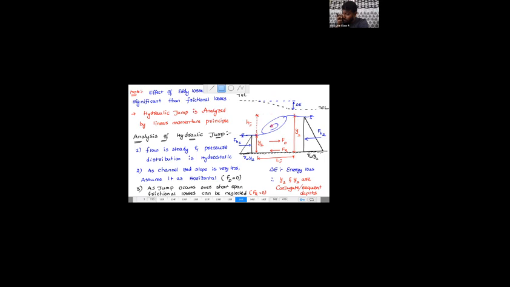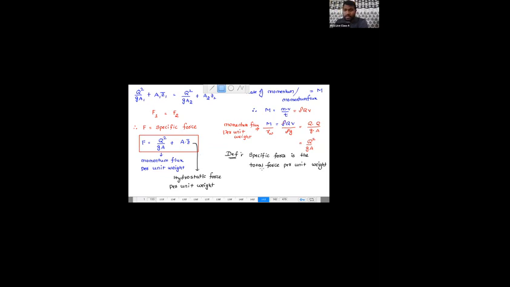First of all, try to listen once. Focus on the listening rather than the questioning. So then, what is a specific force? A specific force is the total force per unit weight.